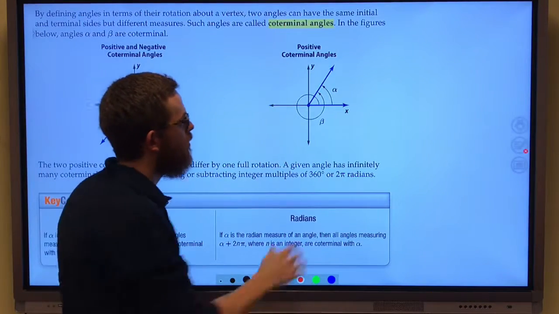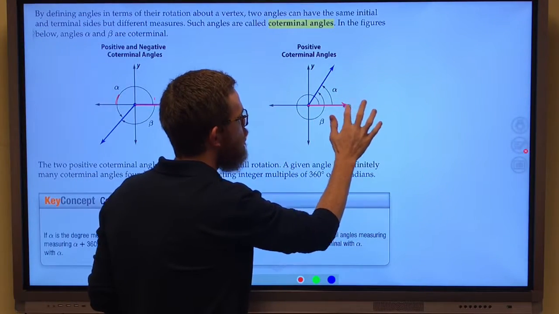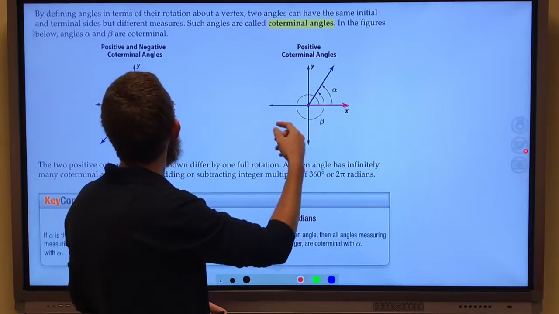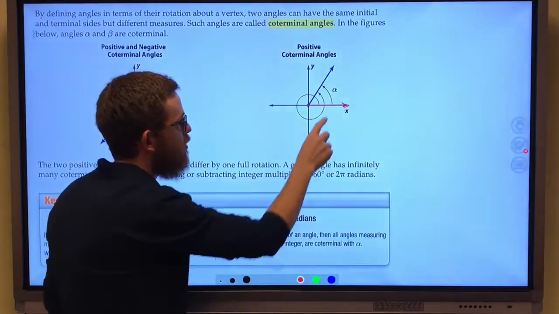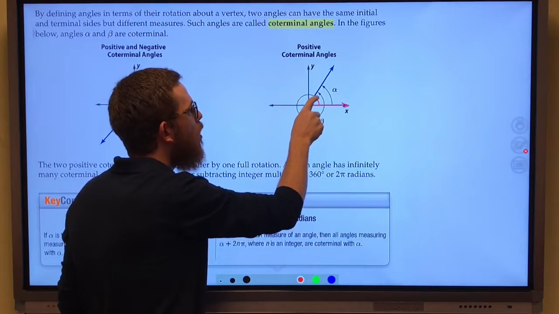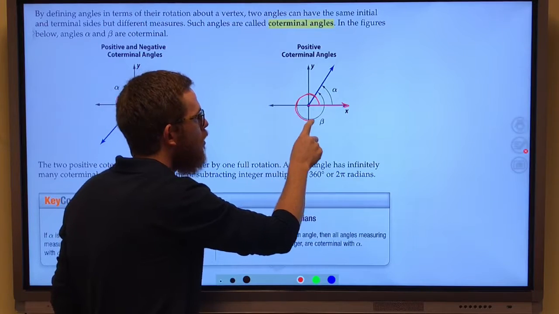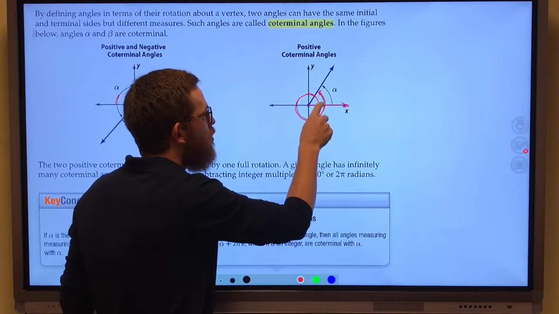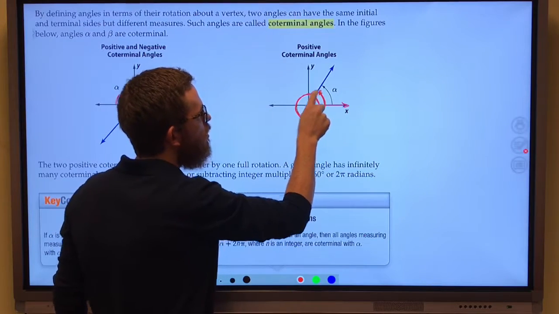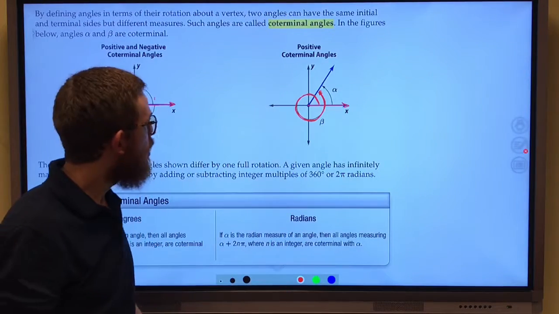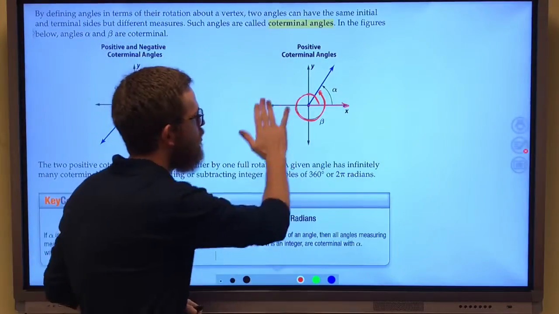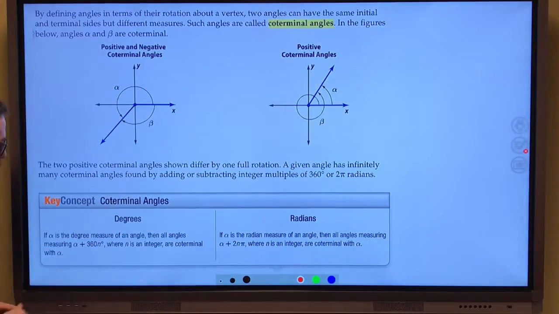Similar here, we start with our initial side. Well, we could make them both positive actually. We could have a nice positive angle right there, or we could go all the way around. That's 360 degrees plus some more. And so we could find coterminating angles of a specific angle. Here's how we do it.